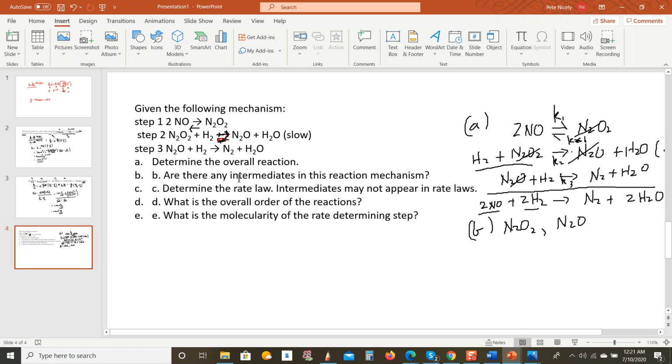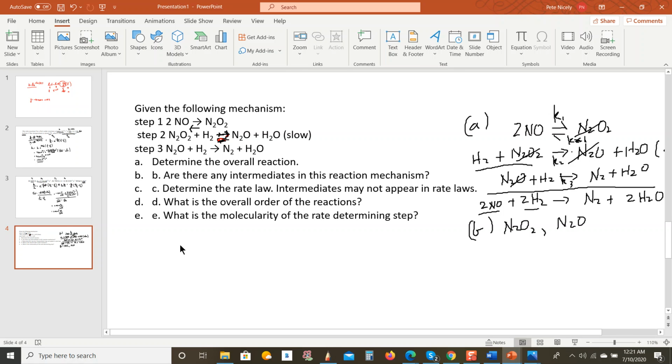The B part is asking, are there any intermediates in this reaction? And the answer, of course, is yes, because we canceled them out in order to get the overall equation. So we cancel out the N2O2 here and here. We cancel out the N2O here and here. So therefore, the answer for B would be that these would be the intermediates of the reaction.